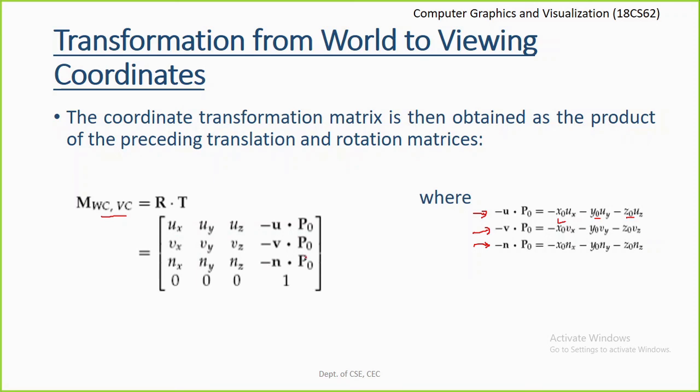Similarly, minus n dot p naught gives us minus x0, minus y0 and minus z0 into nx, ny and nz respectively. So this is the transformation matrix that we obtain as a product of the translation matrix and the rotation matrix. So in today's session, let us briefly understand what are the things we have discussed in this particular session.